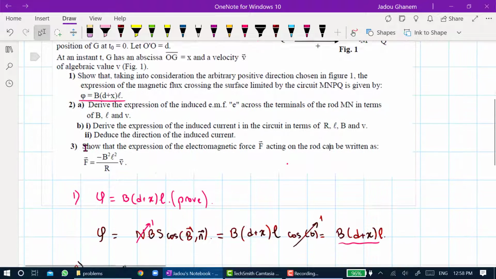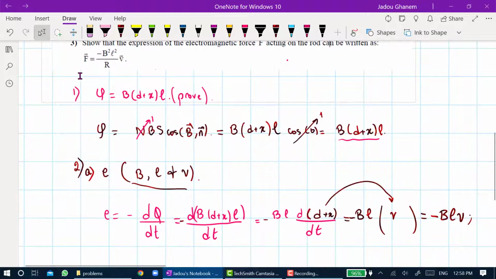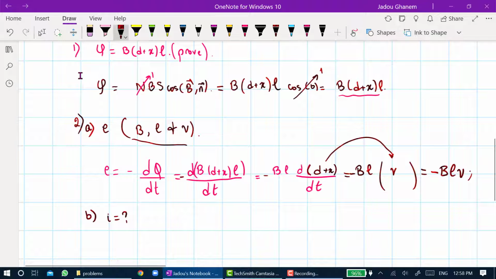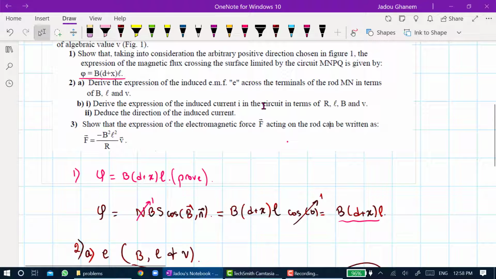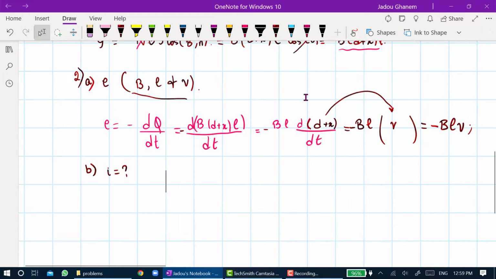Now we'll go to write part B. So this is 2A, and now we'll move to part B, derive the expression of the induced current. So let's write I equal question mark, the expression of the induced current, not the value, in the circuit in terms of R, L, B, and v.